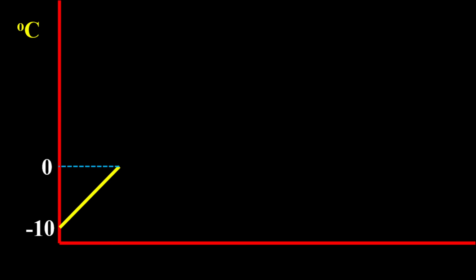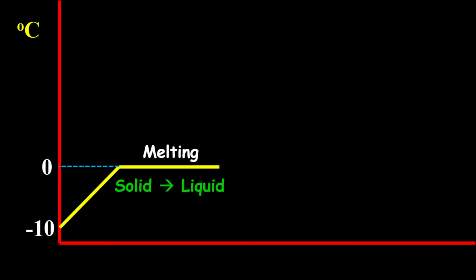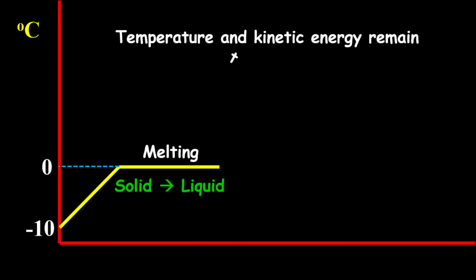Now let's look at the next thing that will happen here. This temperature will be maintained, which therefore means there is a change of phase. The process taking place here is called melting. So therefore the solid will move into liquid. And again, temperature and kinetic energy remain the same.